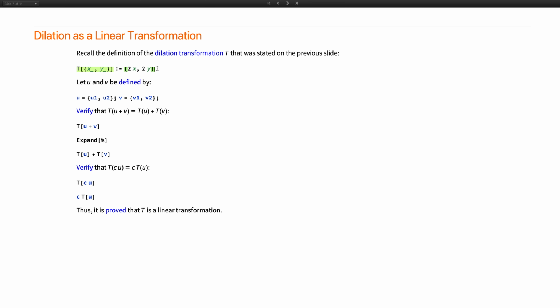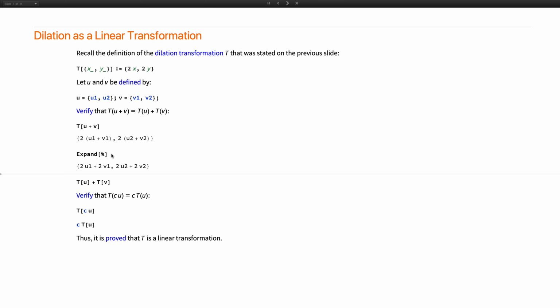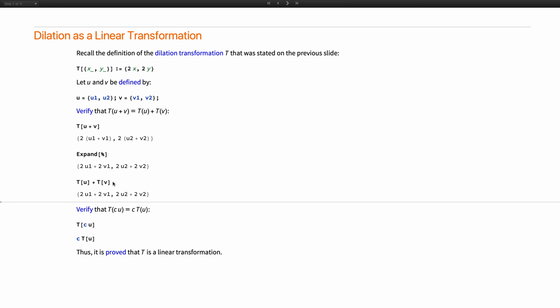So let's put down the definition again and try to see why it is linear. So here are two vectors u and v. u is (u1, u2), v is (v1, v2). Let's check that if you do T(u + v), you get back the same as T(u) + T(v). So first do T(u + v). That looks a bit unsimplified, so we expand it. And now if you compare with T(u) + T(v), you get back exactly the same result.